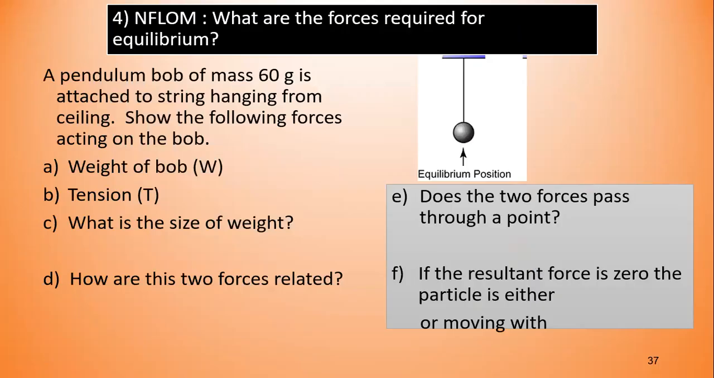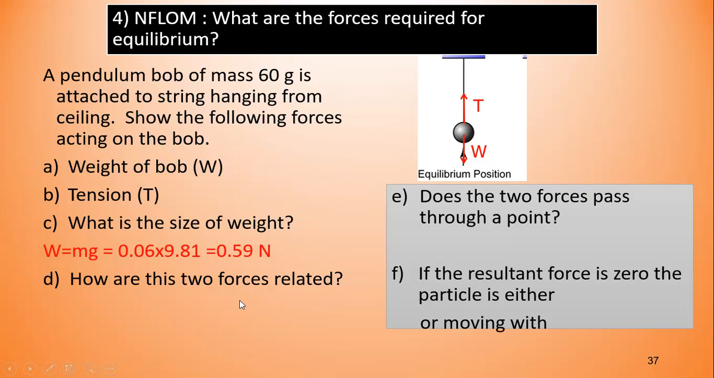You need to know how to draw the forces. There's a pendulum of mass 60 grams, attached to a string. Show the forces acting on the bob. The first thing is the weight, acting from the center of gravity, pulling it down. And tension will pull on the bob upwards there. What's the size of the weight? You must be able to calculate: mg, with the mass changed to kilograms, times 9.81, giving 0.59.